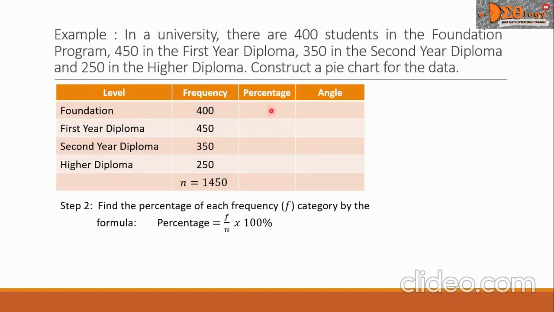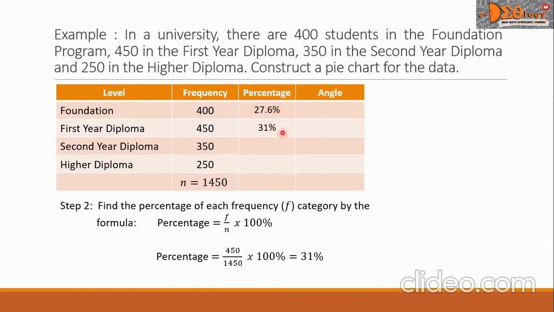So we're going to use the 400, and that is the frequency of the first level divided by the 1450 and then multiply to 100%. And the answer is 27.6%. We will copy this value on this blank, and here we go.